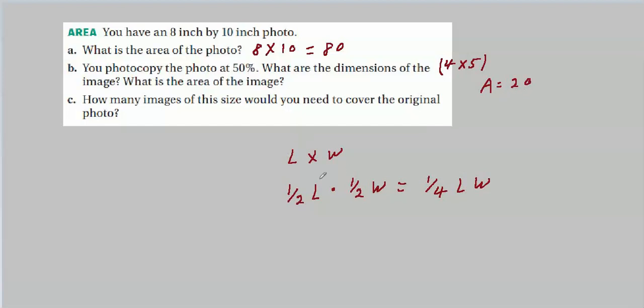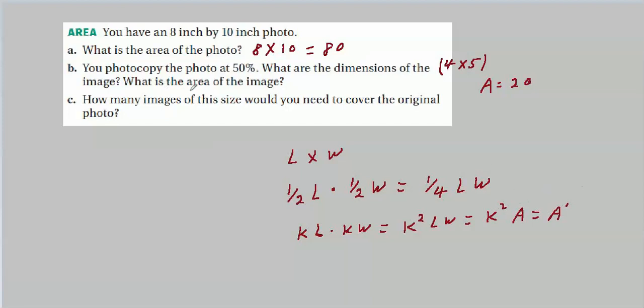If this was in more general terms of k, where k is either less than 1 or greater than 1, it doesn't matter, the area will be kL times kW. L changes by a factor of k, W changes by a factor of k, and we get k squared times LW, or k squared times the original A. The area of the image under a dilation factor of k is k squared times the original area.